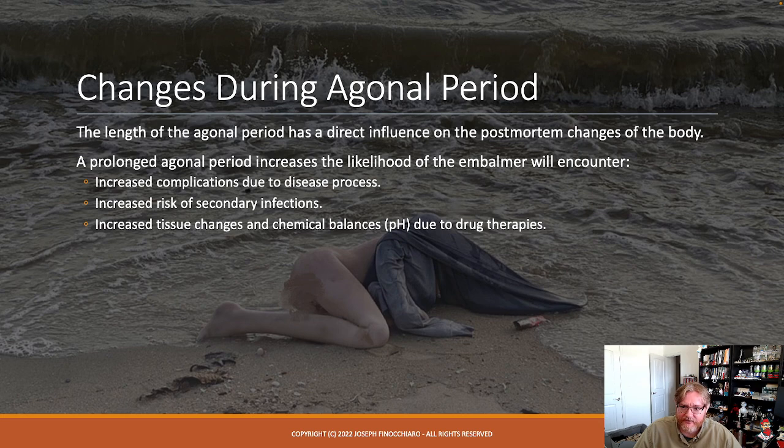So let's start with changes during the agonal period. The length of the agonal period has a direct influence on the postmortem changes of the body. A prolonged agonal period increases the likelihood the embalmer will encounter complications due to disease process, increased risk of secondary infections, and increased tissue changes and chemical imbalances due to drug therapies.